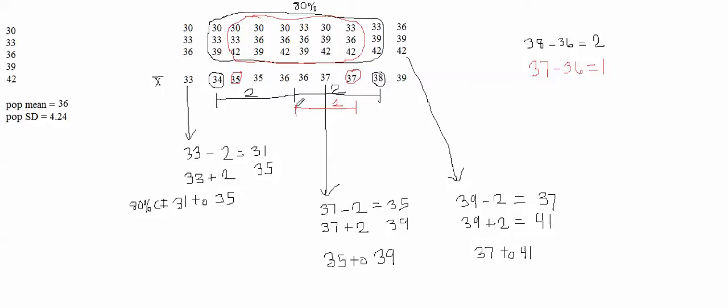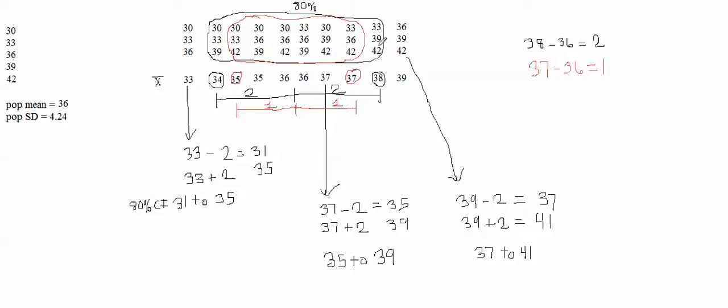The 60% margin of error is also the distance from the population mean of 36 to the sample mean at the lower end of the middle 60%, which is the sample mean of 35. So the distance from 36 to 37 was 1, and the distance from 36 to 35 is also 1, because 35 is 1 below 36. So 2 is our 80% margin of error, 1 is our 60% margin of error.